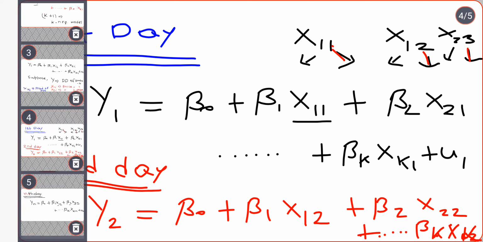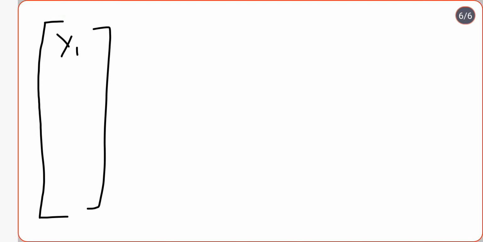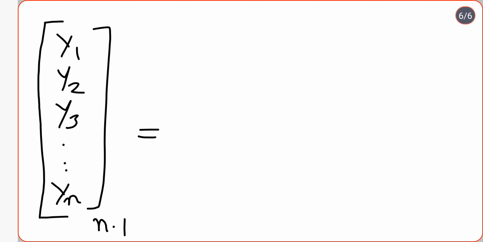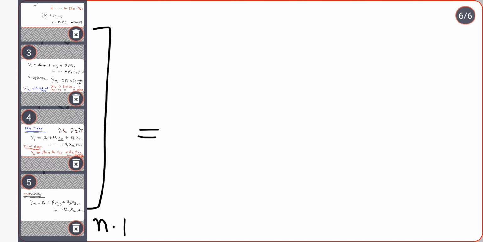Now clear. Now if I go to the matrix approach, if I want to form this in the matrix approach, then we have basically a matrix of the dependent variables y, that is y1, y2, y3, and it continues up to yn. So how many rows are there in this matrix? There are n number of rows, and there is only one column in this matrix, so the dimension of the matrix will be n cross 1.